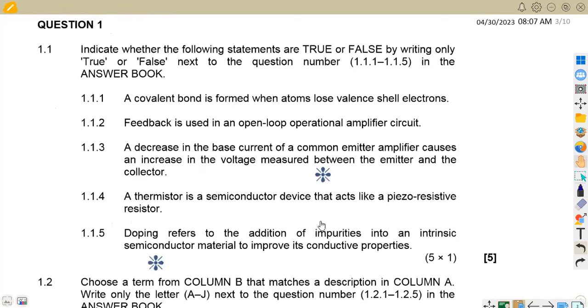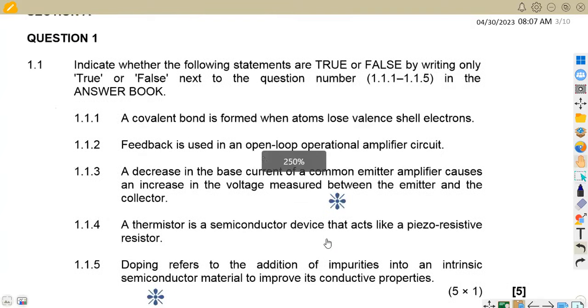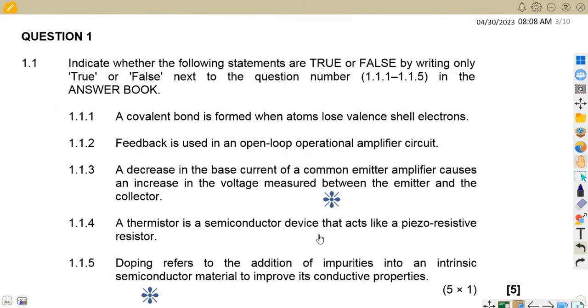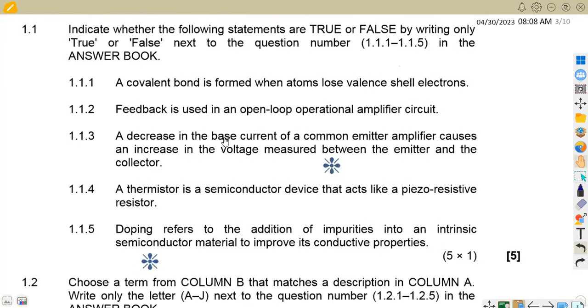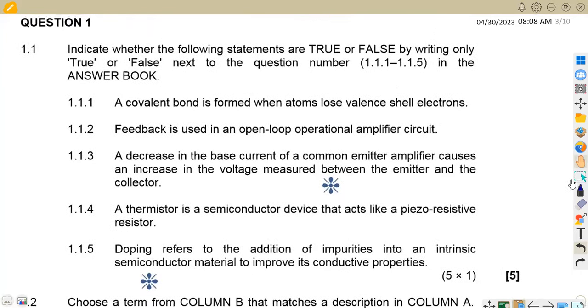So we're going to quickly rush through the questions. We are given the first part of the question, which is question number 1, which is on section A. The first part, we are given to indicate whether the following statements are true or false by writing only true or false next to the question number.